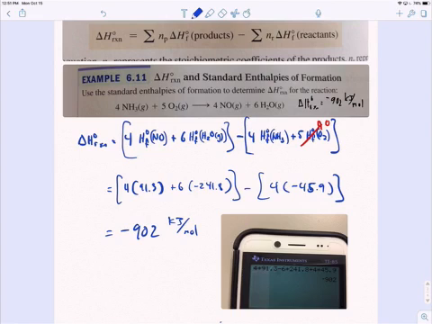So this one here, how do you do the standard heat of reaction for this reaction? You look up the heat of formation of each of these, and you do the sum of the moles of products times their heats of formation minus the moles of the reactants times theirs, and you look them up, oxygen is 0, and you get minus 902. So, questions with this?